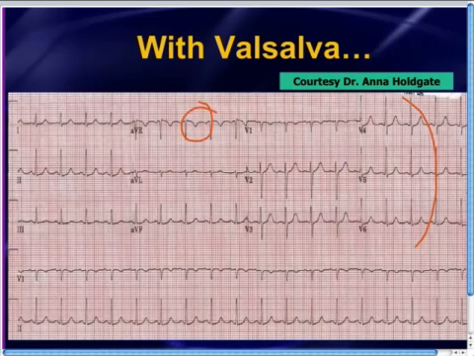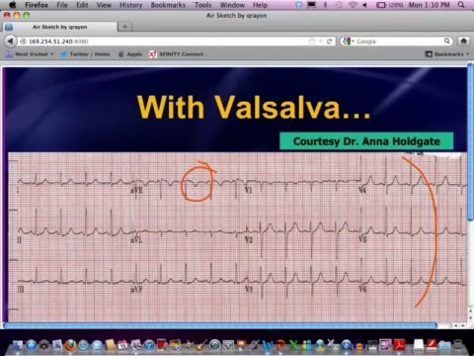So there's some nice pearls there. SVT is very common in our patient population, and I think we need to know about the proper dosing of medications and also some of those aberrant findings on the SVT.